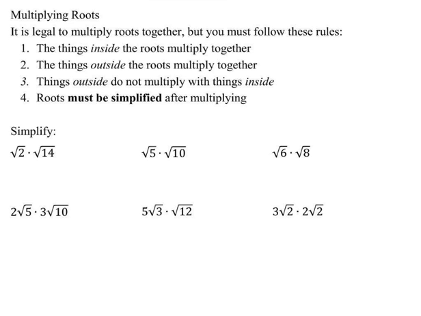All right, we can multiply roots together. Just like on the last page, we were taking roots apart, splitting them into the square root of a perfect square times some other number. We can multiply square roots together. Here are the rules for multiplying roots together. It is legal to do, but you have to follow these 4 rules. The things inside the roots multiply together. So if you have stuff under a square root times some stuff under a square root, you can multiply the stuff under the square root together, and they stay inside the square root.